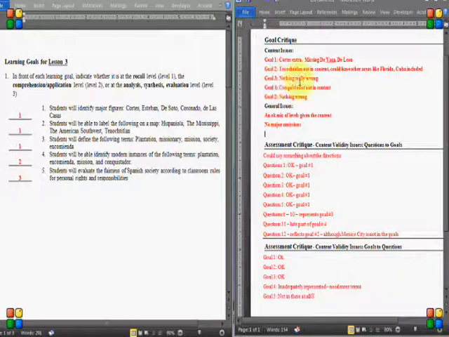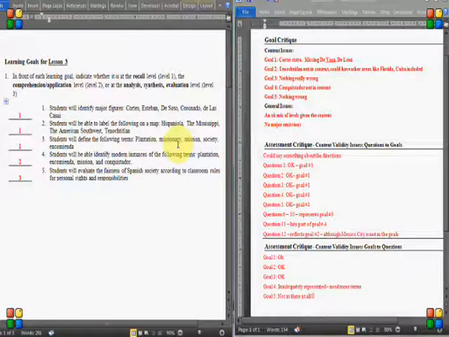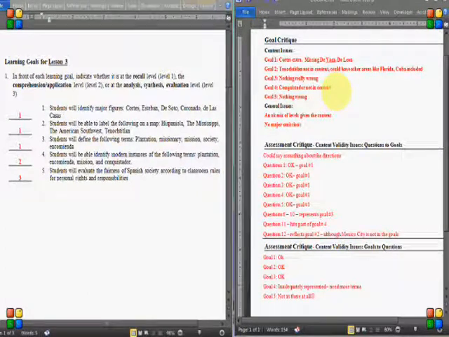Nothing really wrong with that. Goal number 4, identifying modern instances of the following terms: plantation, encomienda, mission, and conquistador. Conquistador is not in the content. That was in lesson 2. And then some of the terms are actually left out, and they're represented here. You may have reasons again for not including them in the second goal, but I would like you to at least say that they're not in there. So we're going to add that to this. Some terms not represented are missionary and society.